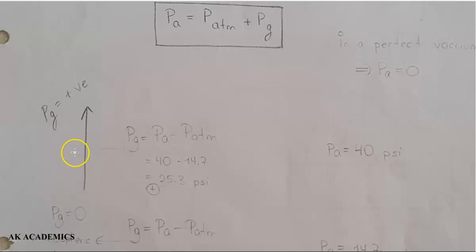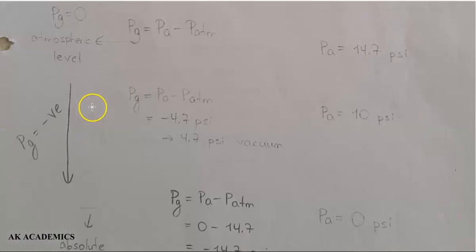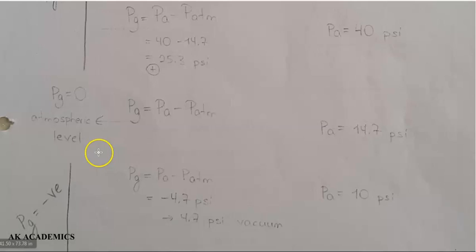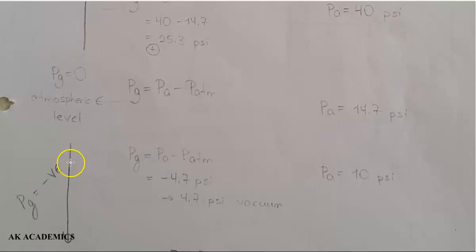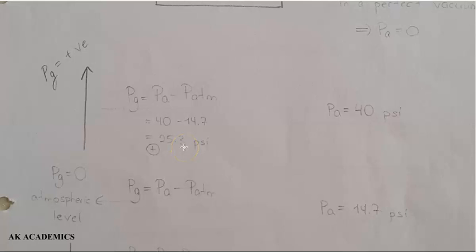When you are going up, the gauge pressure is usually positive, and when you are coming down, the gauge pressure is negative. When you are going up, the higher you go, the more positive the gauge pressure becomes, and the lower you come, the more negative the gauge pressure becomes. Okay? At atmospheric level, the gauge pressure is equal to 0. Alright?